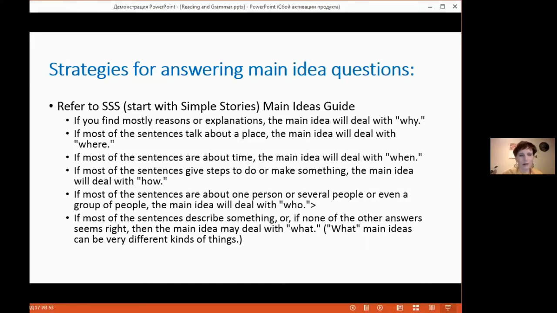You can see that the text mostly talks about places, then the main idea is about the place, about where, etc. If time is indicated, the main idea concentrates on when. If you're shown steps to do something, it's a how, etc. That could be useful.